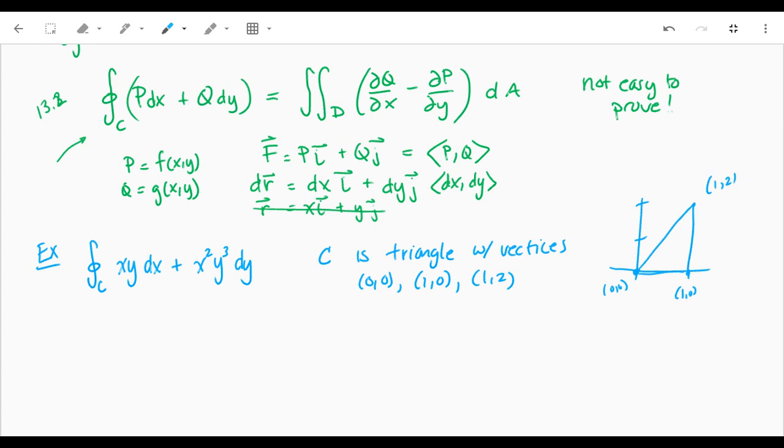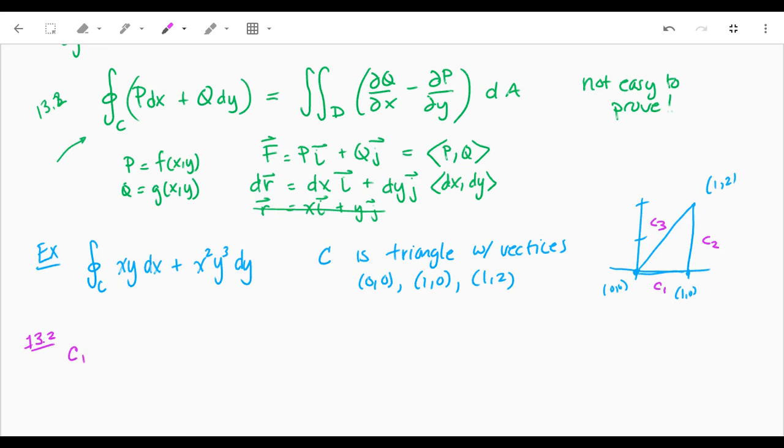Okay, all right. So the way that we would have done it in 13.2 is we'd have to do 3 different line integrals. We'd have to call one of them C1, C2, C3.